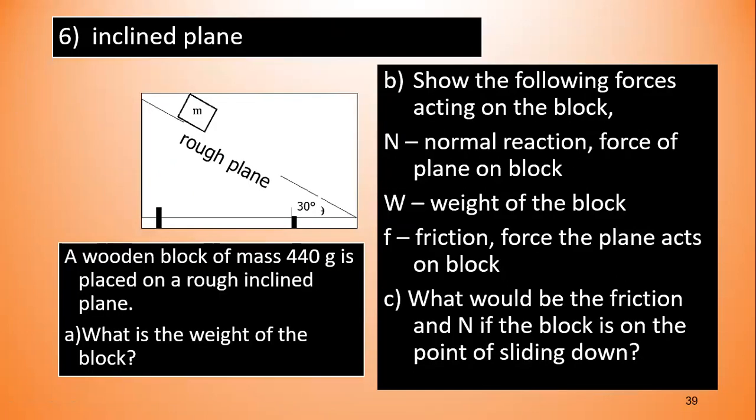You need to know inclined plane, rough plane. Rough plane means presence of friction. Right? You're required to show all these forces: normal reaction, weight, friction. And then what will be the friction and normal reaction, if the block is on the point of sliding, not moving, on the point of sliding. You need to know how to calculate the weight. The mass is given.